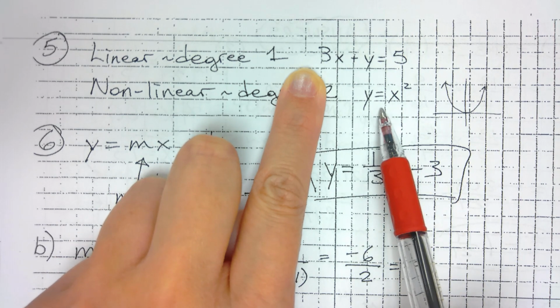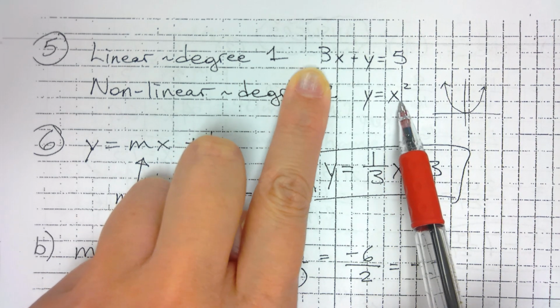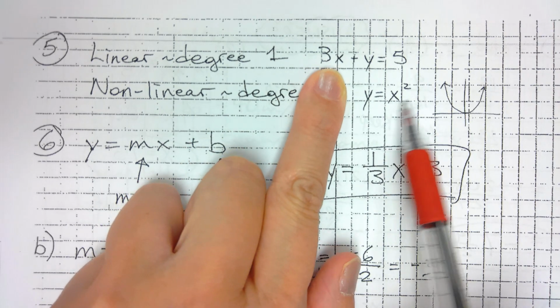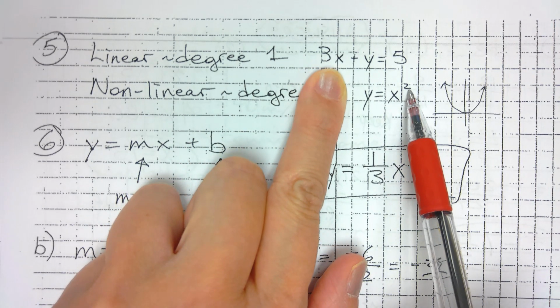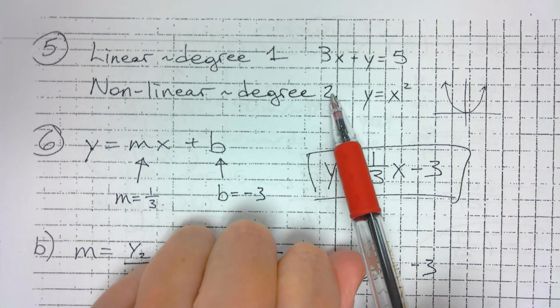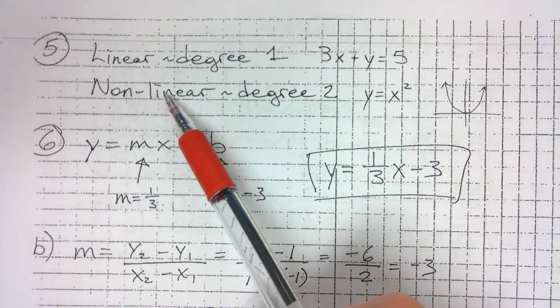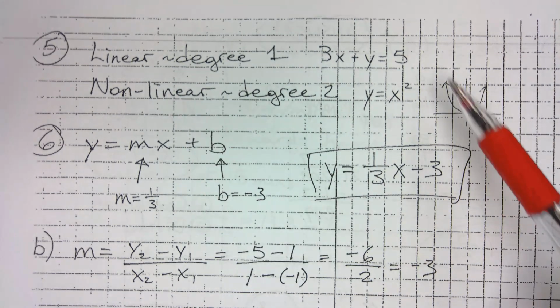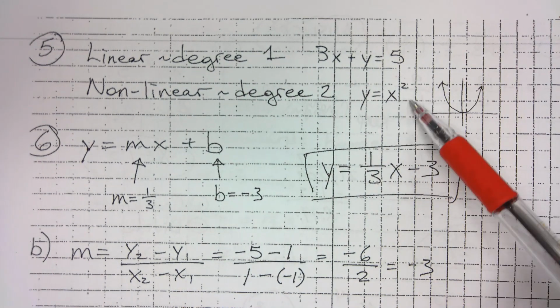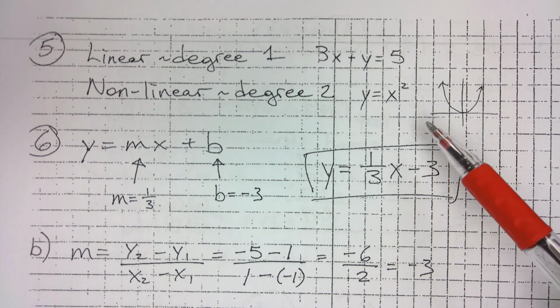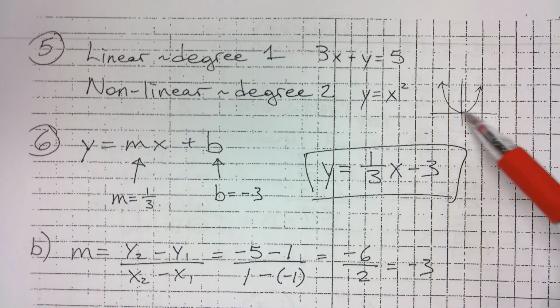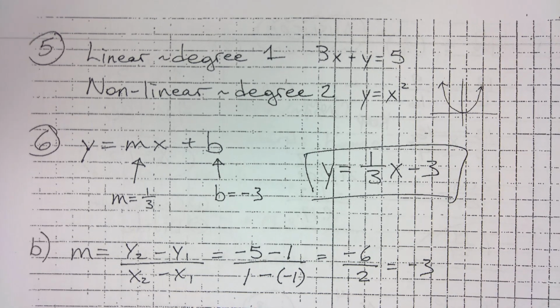What about this one? Aaron, y equals x squared. What's the degree here? 2. Okay, so it's a degree 2. All degree 2 is nonlinear. In grade 10, you do everything with degree 2. You do y equals x squared. And if you graph it, it's a parabola.